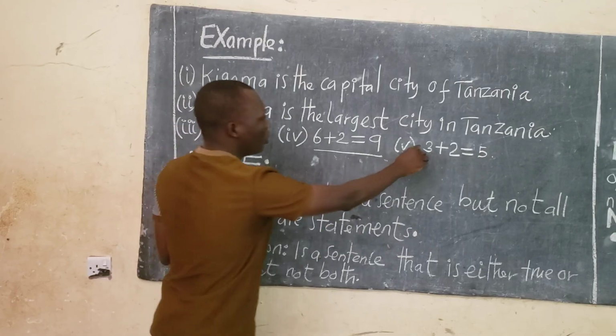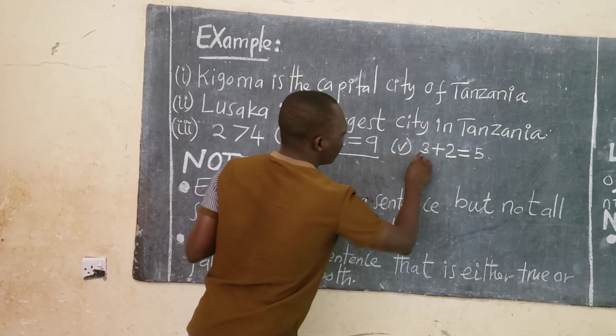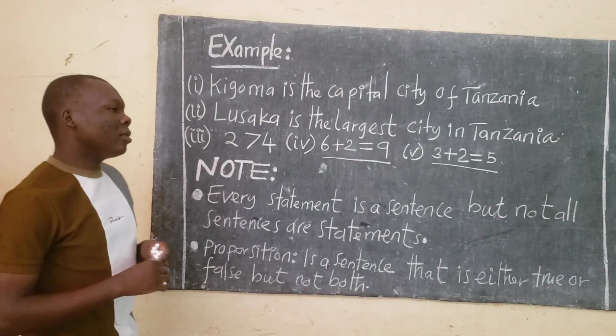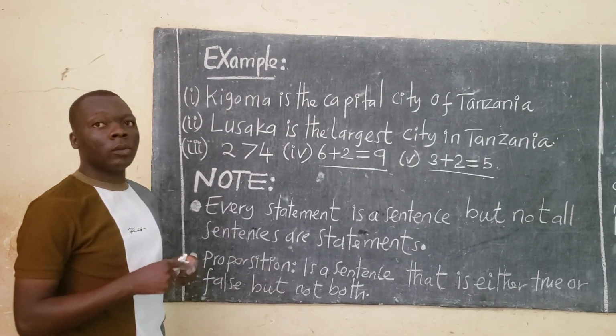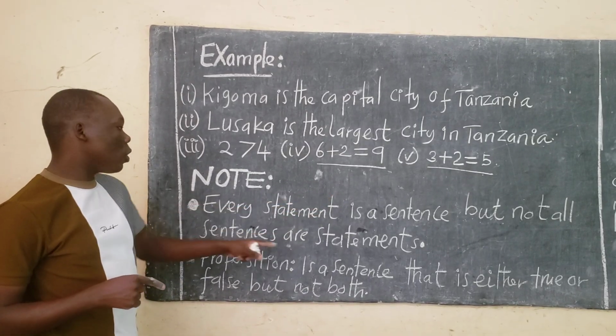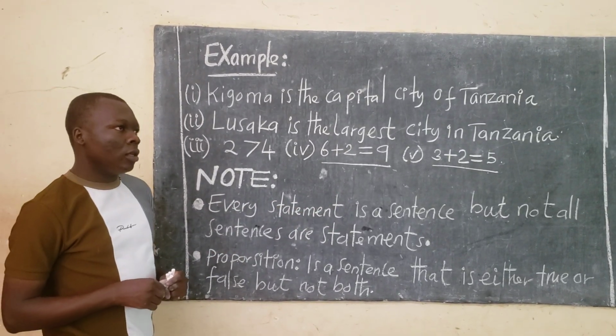Also we have 3 plus 2 is equal to 5. It is a statement because it is only true. But the thing that you have to note in case of the statement, you must first note that every statement is a sentence, but not all sentences are statements.